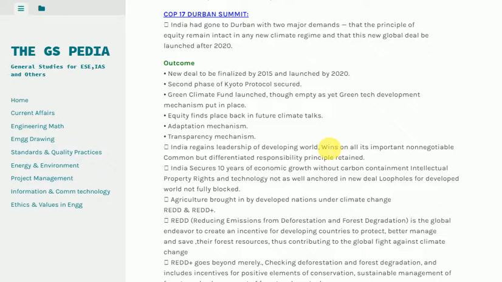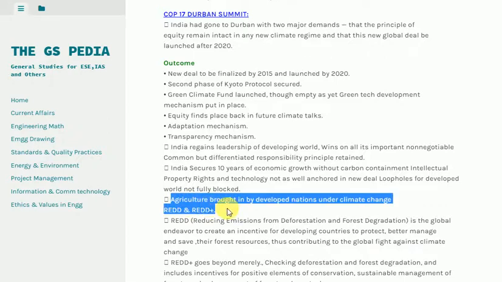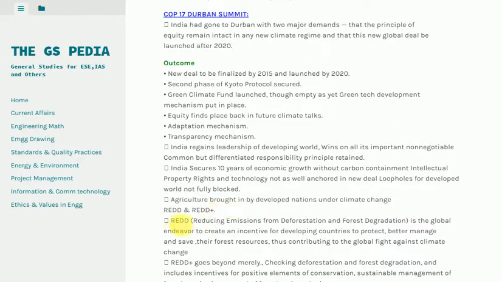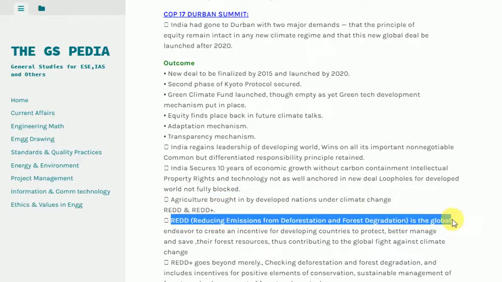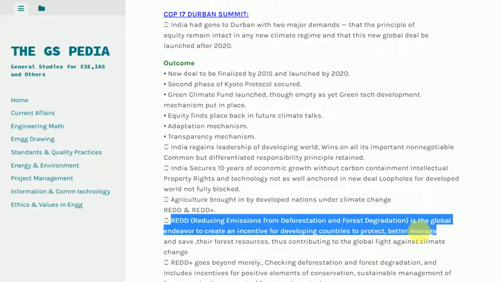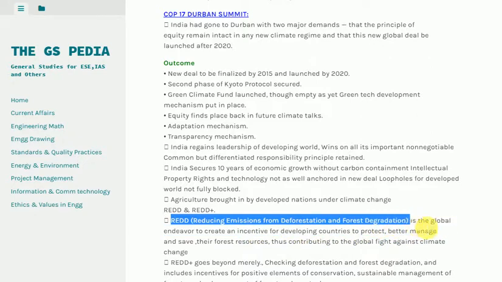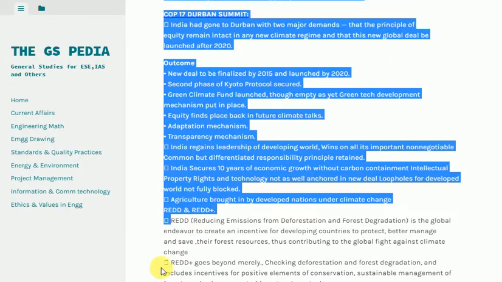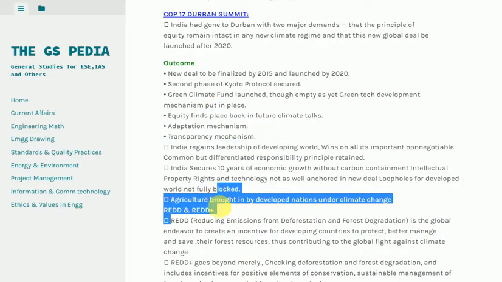REDD. Reducing emissions from deforestation and forest degradation is the global endeavor to create an incentive for developing countries to protect, better manage, and save their forest resources, thus contributing to the global fight against climate change.